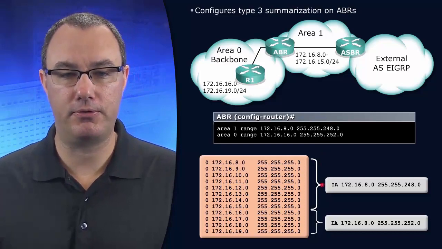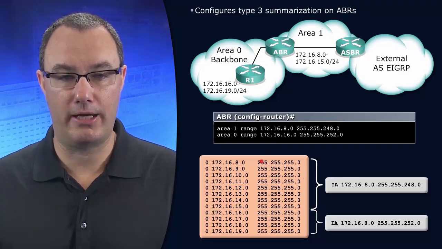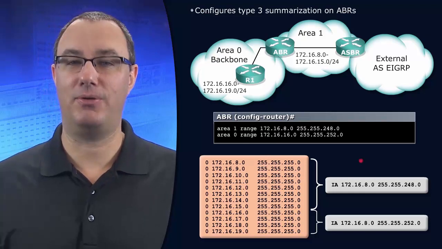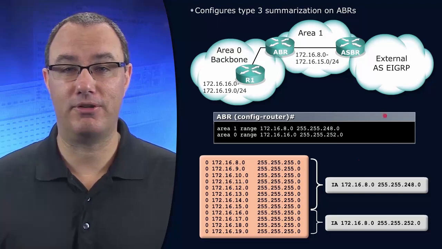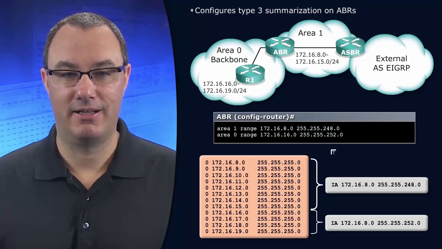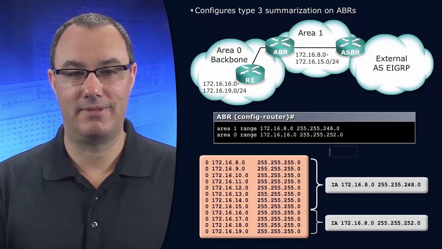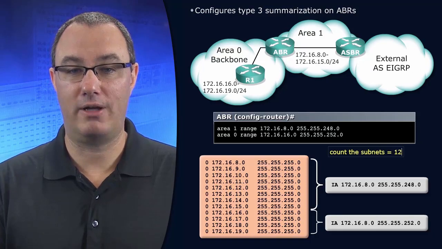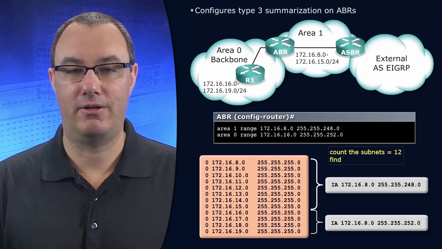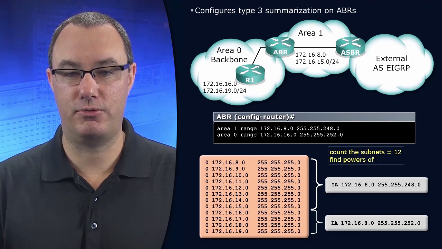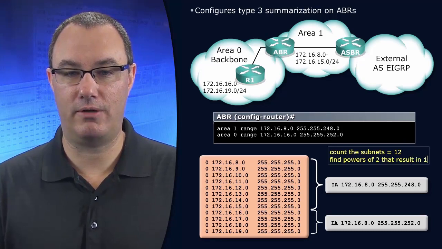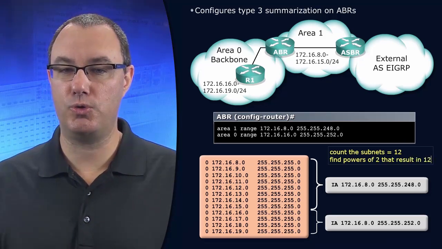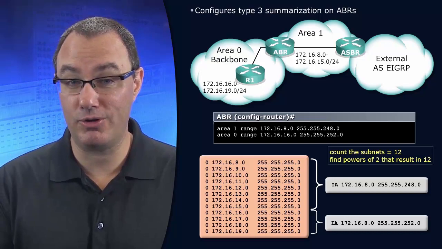So we've got a really beautiful graphic here. The beautiful graphic shows us the following. Count the number of subnets that you have listed here. I want you to do that. Count the number of subnets. That's our step 1. Count the subnets, which is 12. Find powers of 2 that result in 12. Now, there's no powers of 2 that result in 12, but I could do the following.